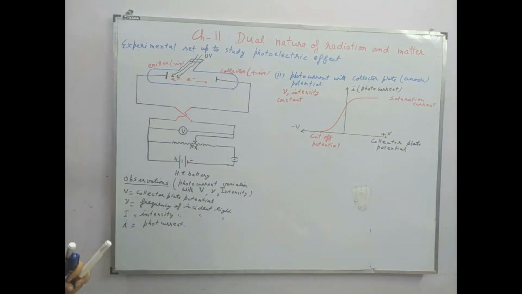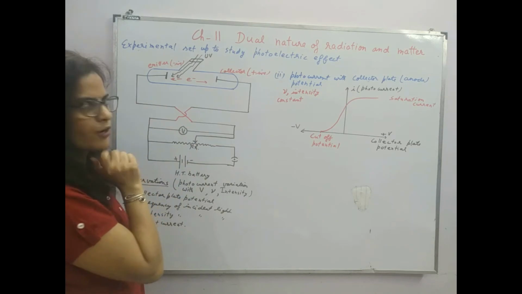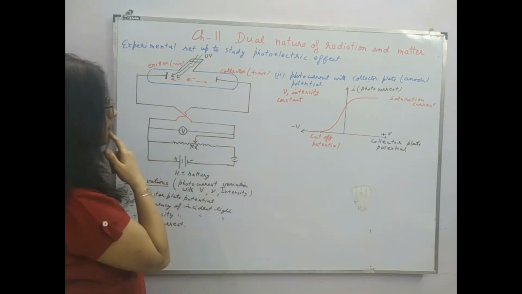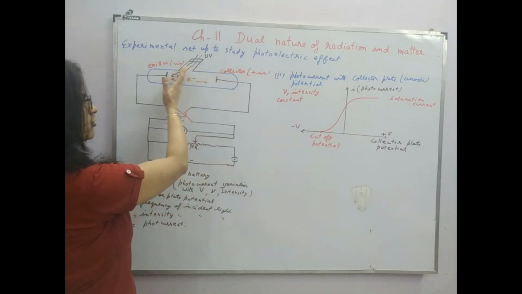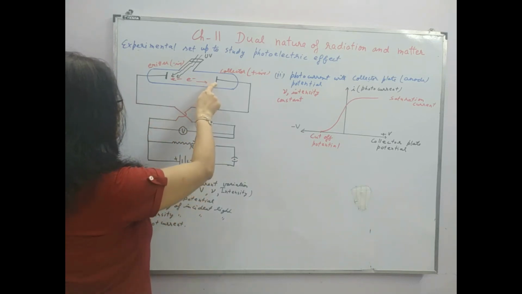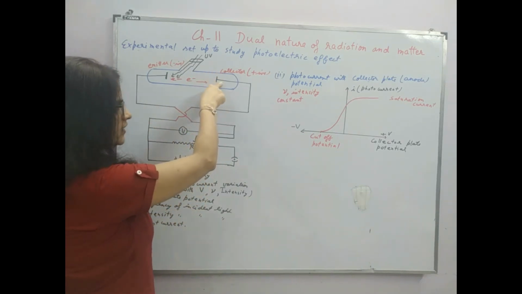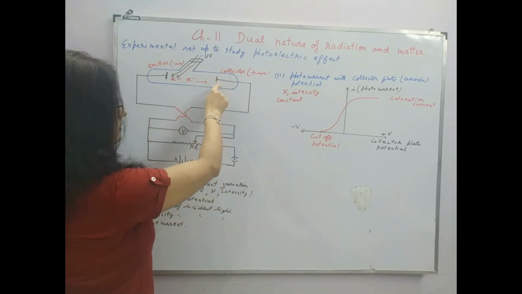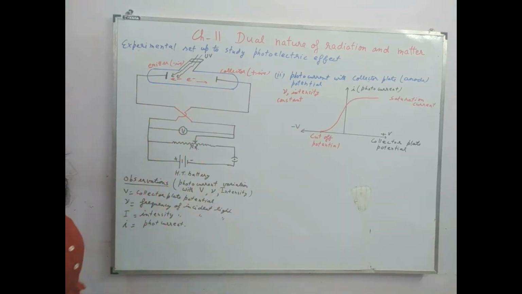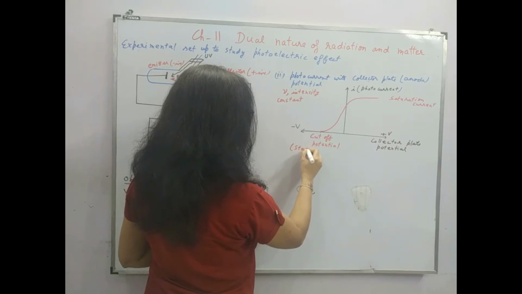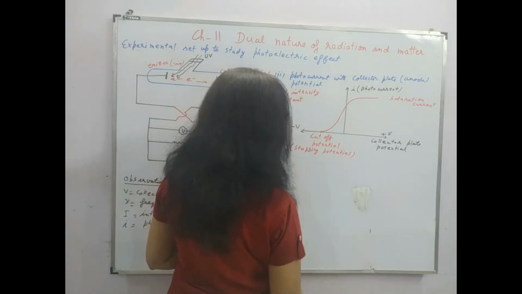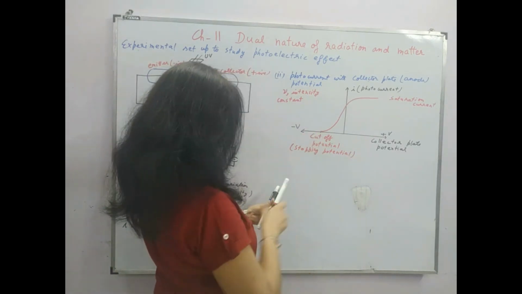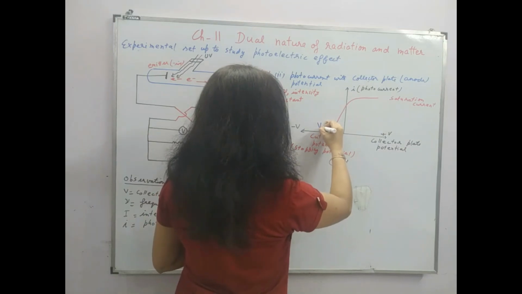Now what is cutoff potential? If electrons are emitted from here and we want to stop them, then we need to apply an opposite negative potential from this side in order to stop this. So that minimum potential applied on the collector to stop the electrons is called the cutoff potential or stopping potential. You can mark this cutoff potential by V naught.